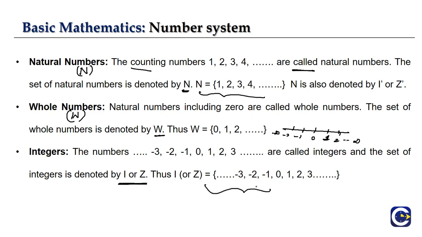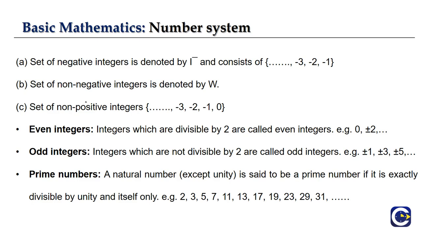You can see here we have taken one example of our integers, denoted from minus infinity to plus infinity, all the numbers, both positive and negative including 0. In the set of integers, we have the set of negative numbers and positive numbers. The set of negative integers is denoted by I dash, which is minus infinity to -1. And the set of non-negative numbers is denoted by W, right?